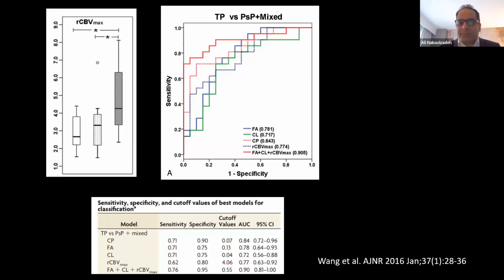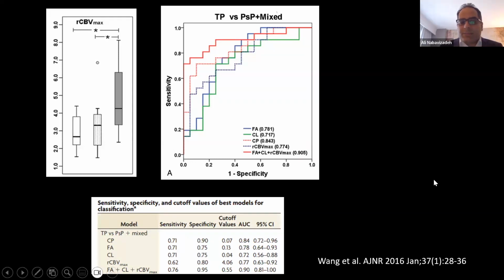This is a study from Penn a few years ago that looked at the various thresholds of different MR parameters, and they showed that rCBV max could have an AUC of about 0.77, a sensitivity of 0.62, and a specificity of 0.8, 80%, to distinguish true progression from pseudoprogression. So perfusion could help us, even though it's not perfect. It has false positives and false negatives. But among MR techniques, MR perfusion with CBV could help us distinguish progression from pseudoprogression.